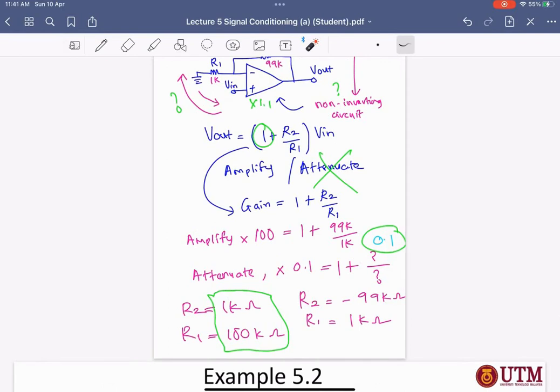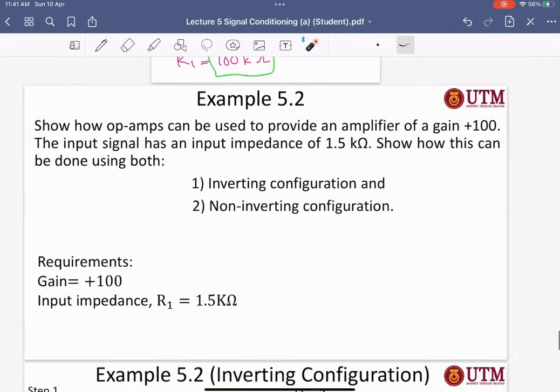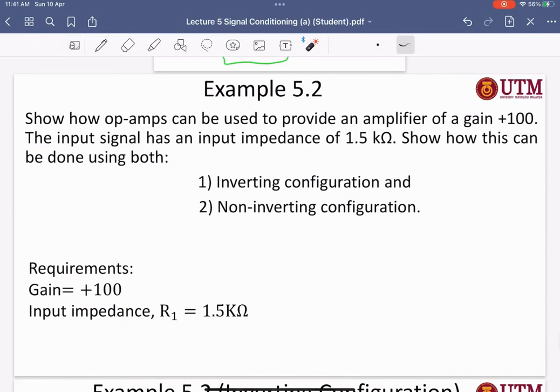Alright. So if you want to use it for attenuation, that means you need the inverting circuit, right? So your input needs to go to the minus terminal, not the positive terminal. Okay, so let's go for example 5.2 before we take a break.